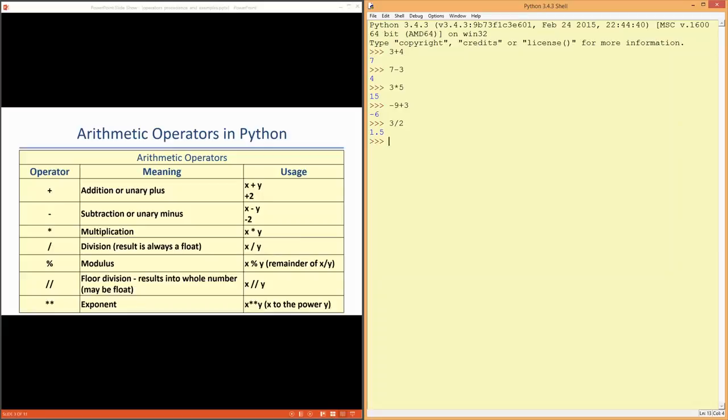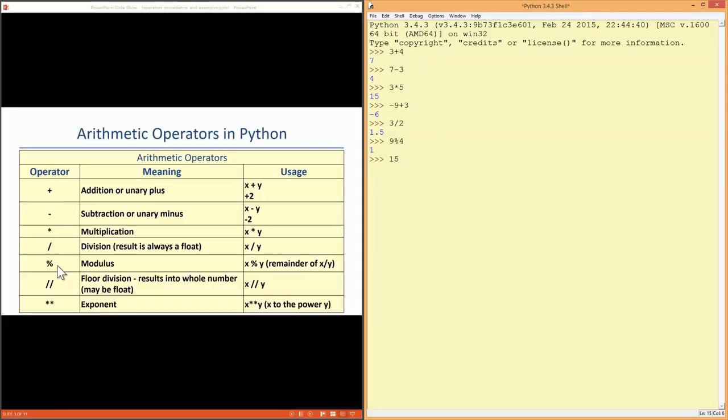The next operator is the modulus operator. The modulus operator shows you the remainder of x divided by y. For example, if I say 9 modulus 4, that basically means it will divide 9 by 4, which gives you 2, and then the remainder of that would be 1. So the answer is 1.